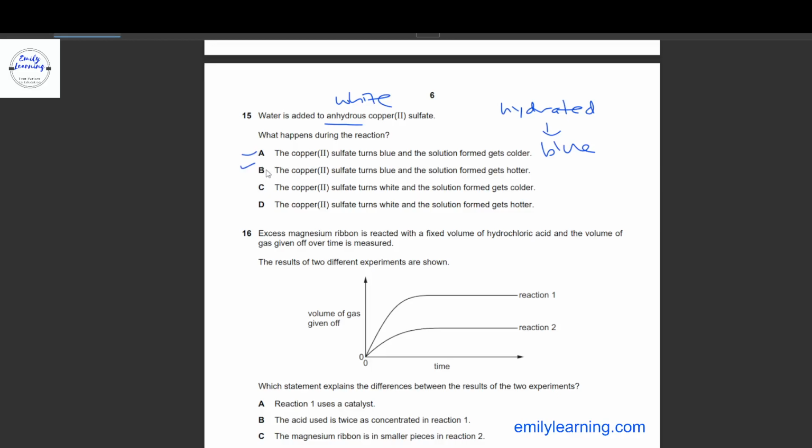Next, this reaction is exothermic. When you add water to copper 2 sulfate, it is an exothermic reaction. If it's an exothermic reaction, the solution gets hotter. So the answer is B.